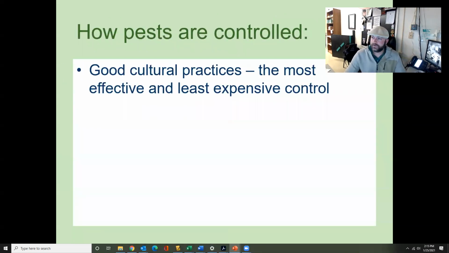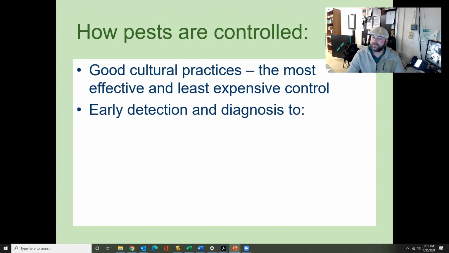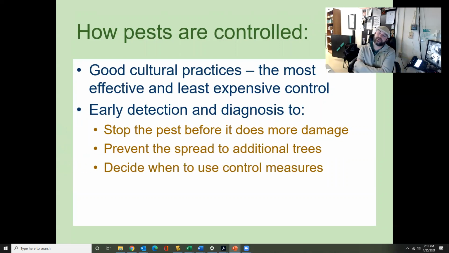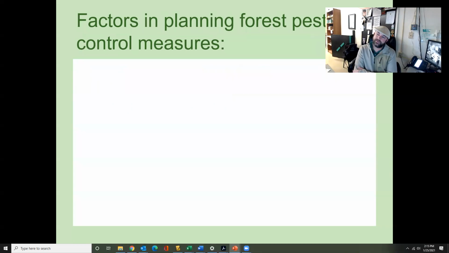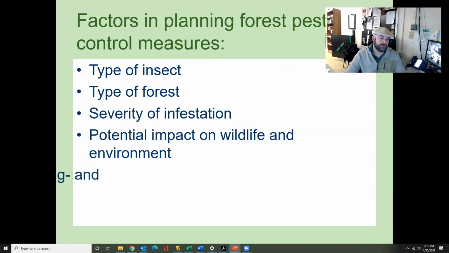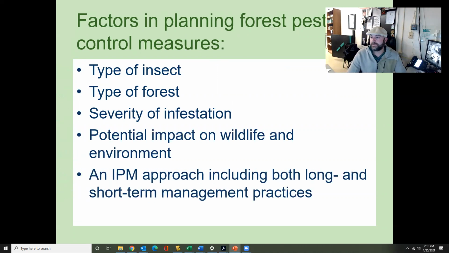So how pests are controlled: good cultural practices, the most effective and least expensive control; early detection and diagnosis to stop the pest before it does more damage, prevent the spread to additional trees, and decide when to use control measures. We also want to look at type of insect, type of forest, and severity of infestation, along with potential impact on wildlife and environment, and an integrated pest management approach, including both long and short-term management practices.